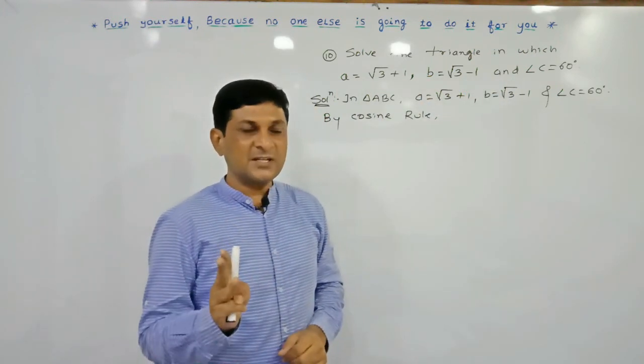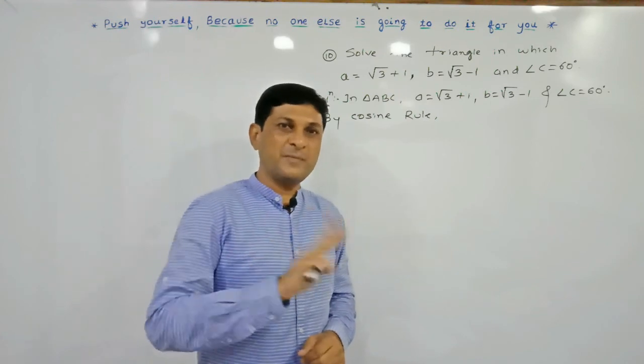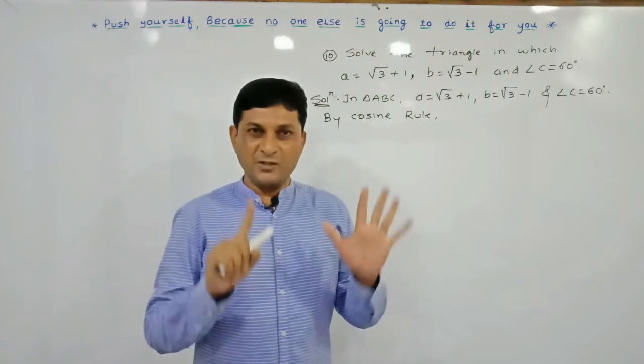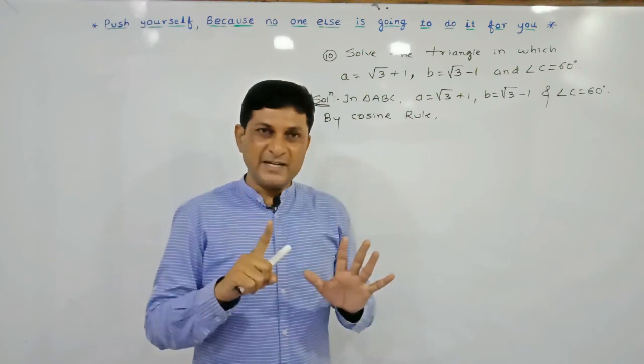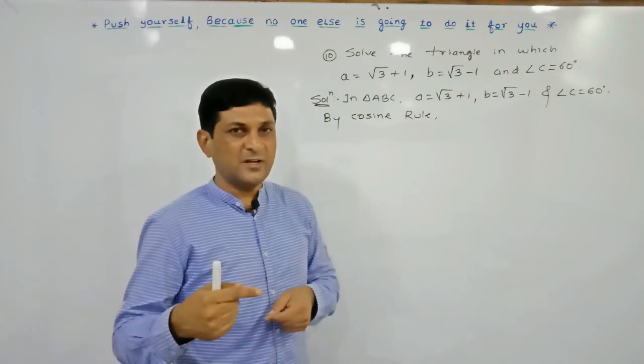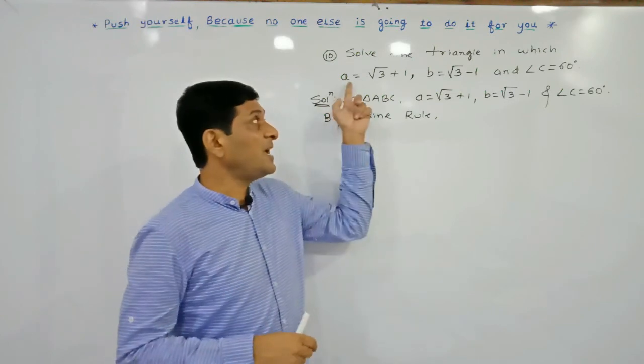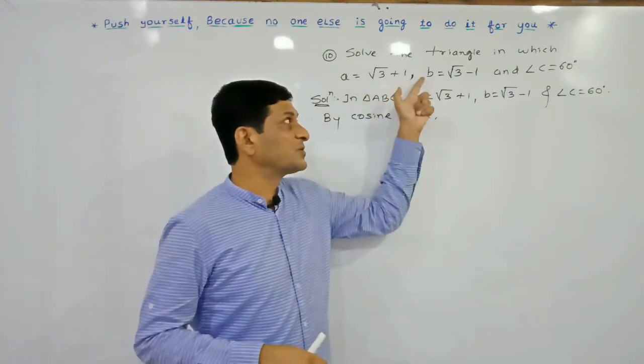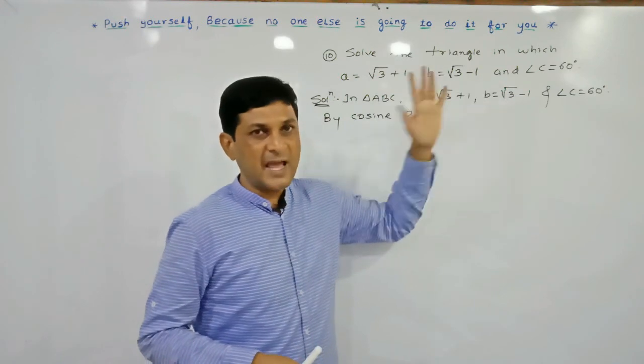So using this condition we are trying to find out the remaining three parts. We know that in a triangle total 6 parts are there, 3 sides and 3 angles. So here 3 parts are given to us, and we are trying to find out 3 unknown parts. Since sides a and b are given, and angle C is given.